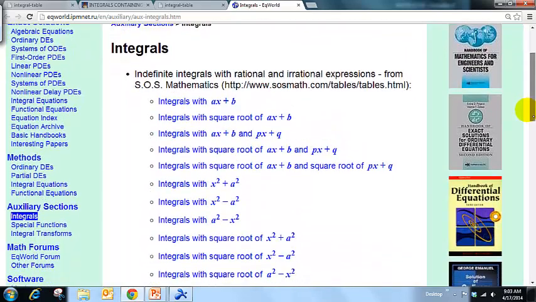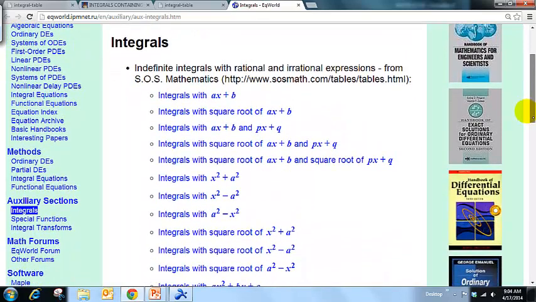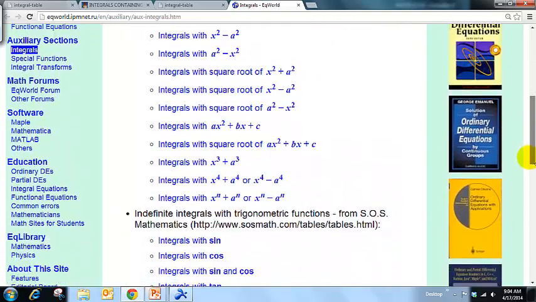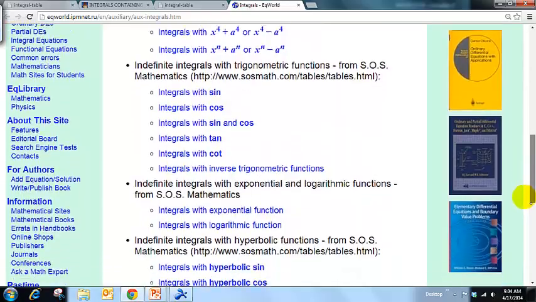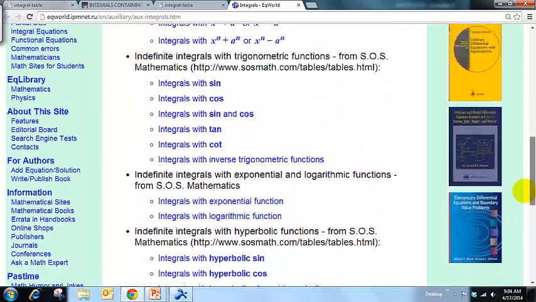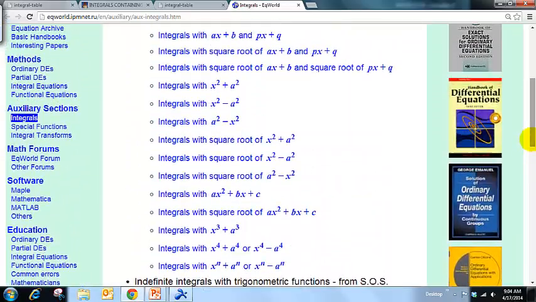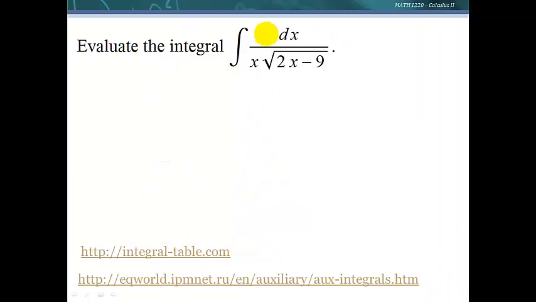It's just a little bit different way to present that. This one has integrals with ax plus b, integrals with square root of ax plus b, and so forth. So you're looking at the form, and as you go down, it gets into the trig functions and the exponentials and the logs, just showing you different ideas. Now looking back here, we see that we have this in the denominator and it's got an x out in front and then the square root of ax plus b essentially.